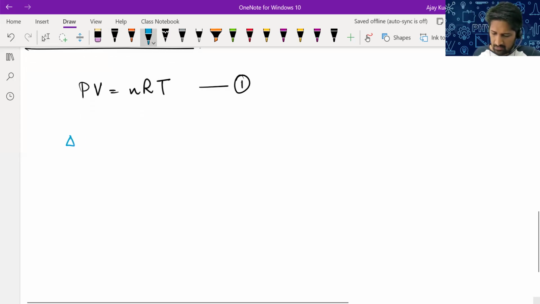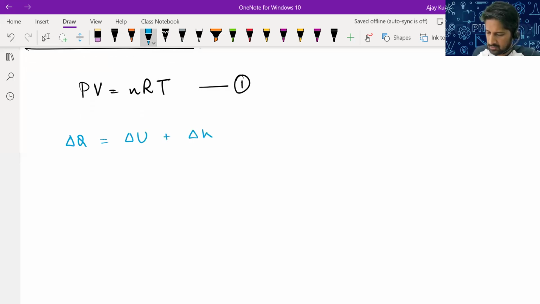Now, delta Q we know is delta U plus delta W, the basic first law of thermodynamics. This can also be written as dQ is equal to dU plus dW. Now, in an adiabatic process, dQ is 0. So dU becomes negative of dW.